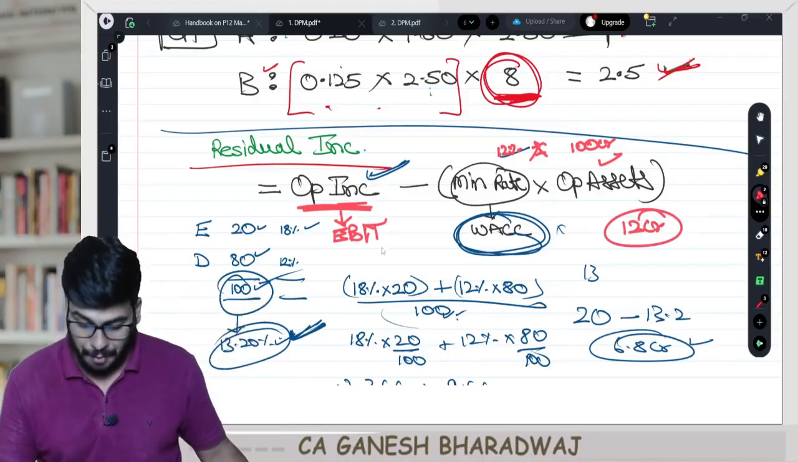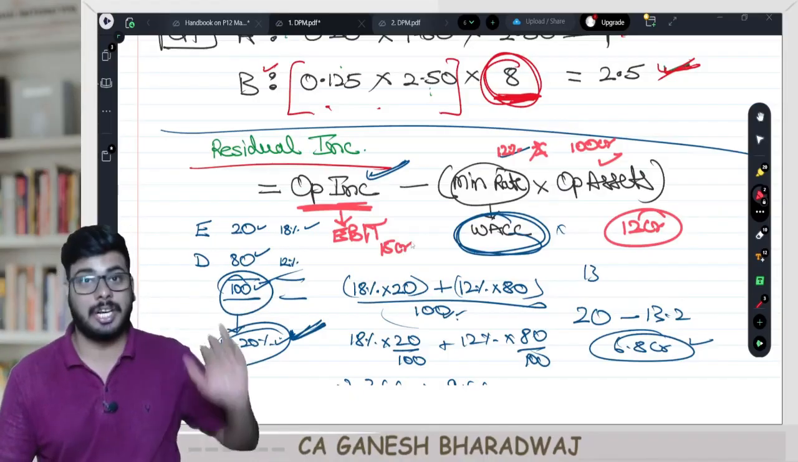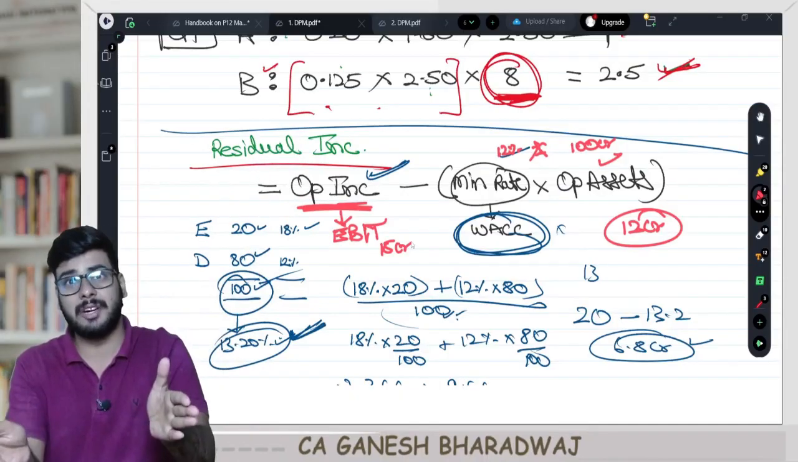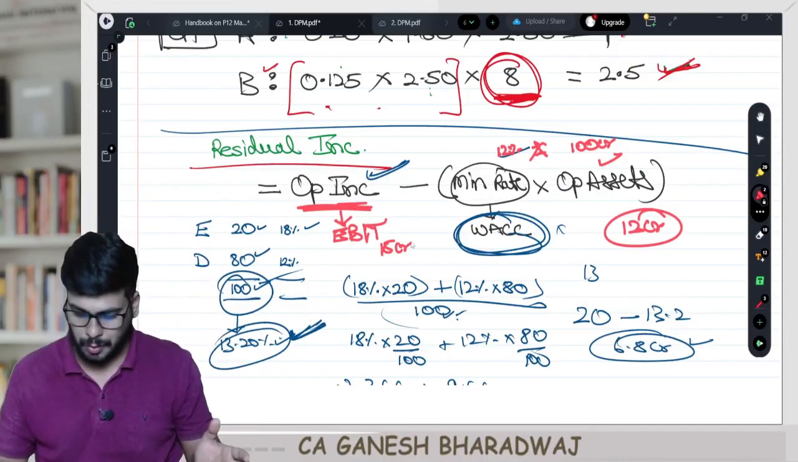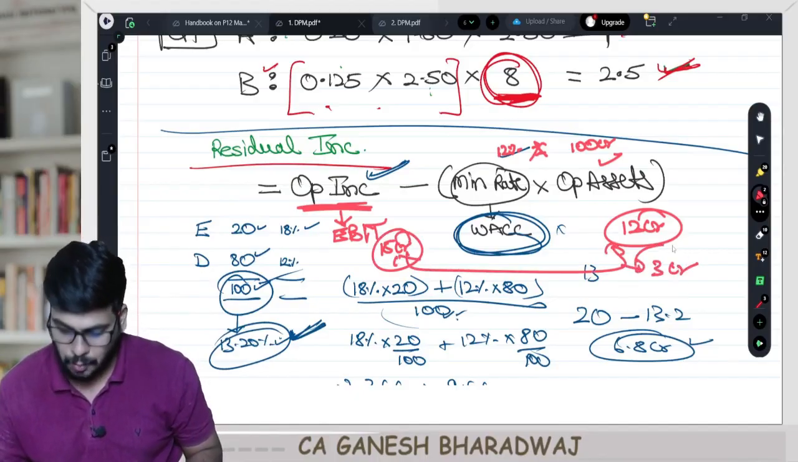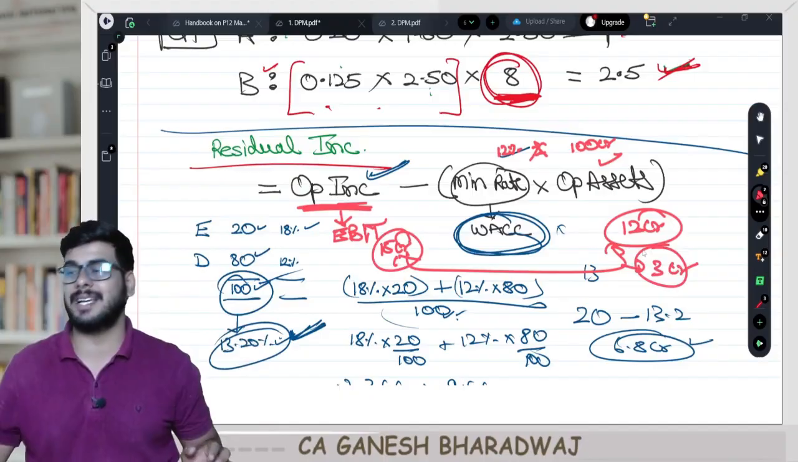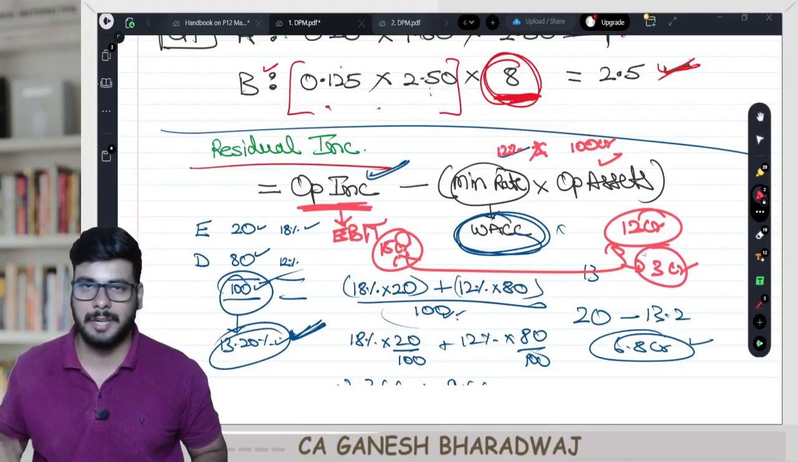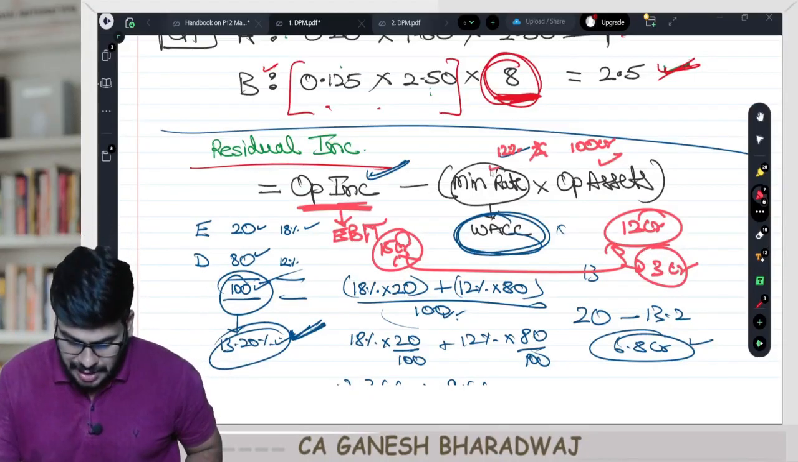But the operating profit is, let us say, 15 crores. So the company has earned 15 crores. The minimum required return that the company wanted to earn was only 12 crore. This extra amount of 3 crore is called what? Residual income. The extra income that I've got. Clear with this, guys?